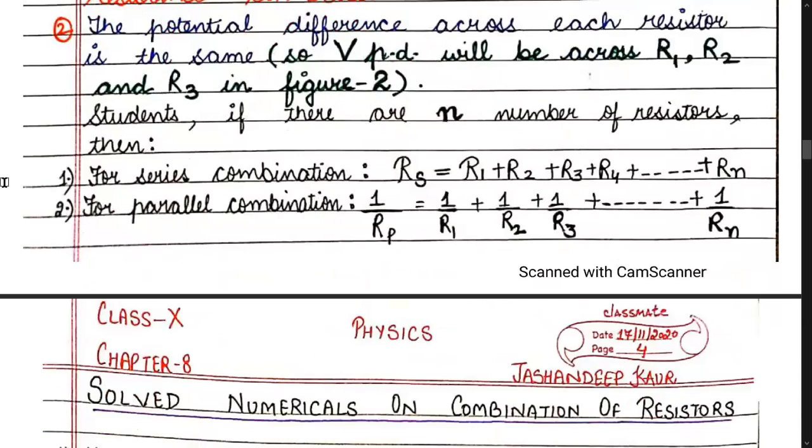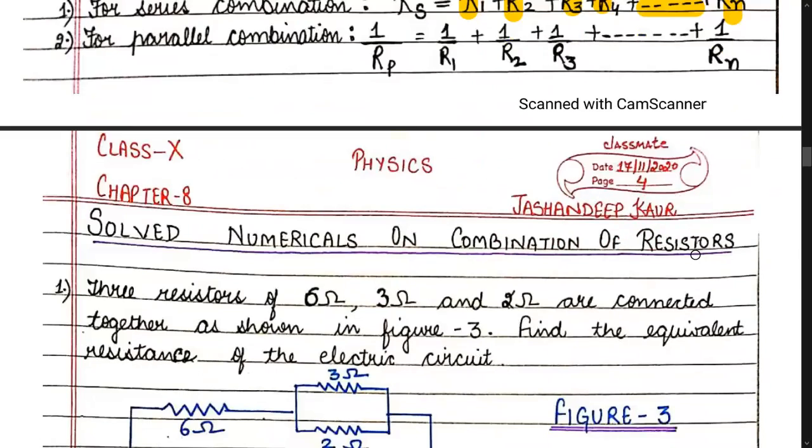So students, if there are n number of resistors, then for series combination, we will take the sum of all the n resistors, that is R1 plus R2 plus R3 plus R4, and so on to Rn. And for parallel combination, we will take the reciprocal of resistances and then take the sum of those. So for parallel combination, it will be 1 by Rp is equal to 1 by R1 plus 1 by R2 plus 1 by R3 plus so on to 1 by Rn.